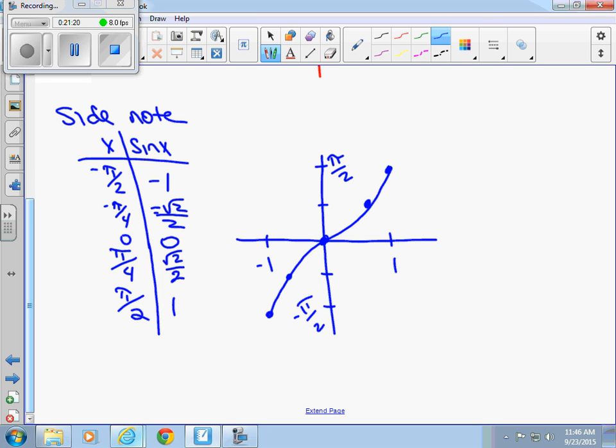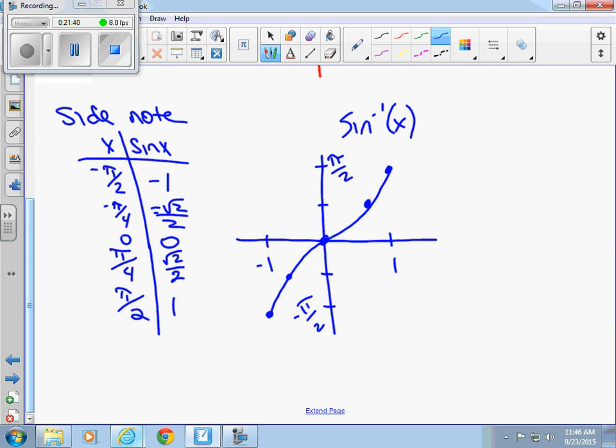Drawn the perfect graph. Any questions so far? What is this graph of? Y'all need to stay with me. This is sine inverse of x.